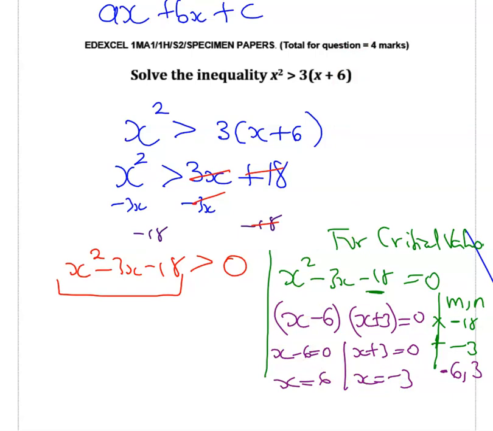Now, in terms of our inequality, we will need to know how it would have looked if we tried to sketch it in order to be able to pick. So this would have been a U-shaped parabola. Okay, so that's the parabola.